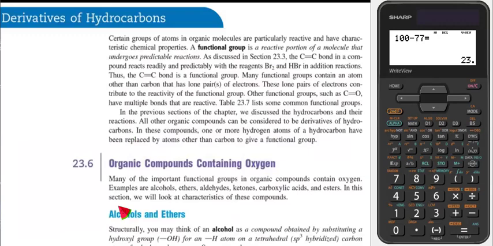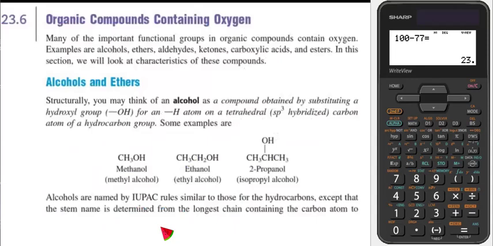Can you see here? It's where we're working. These are functional groups. A functional group is a reactive portion of a molecule that undergoes predictable reactions. All right. The first one, like I asked you, alcohols and ethers. Can you see that? Yeah.